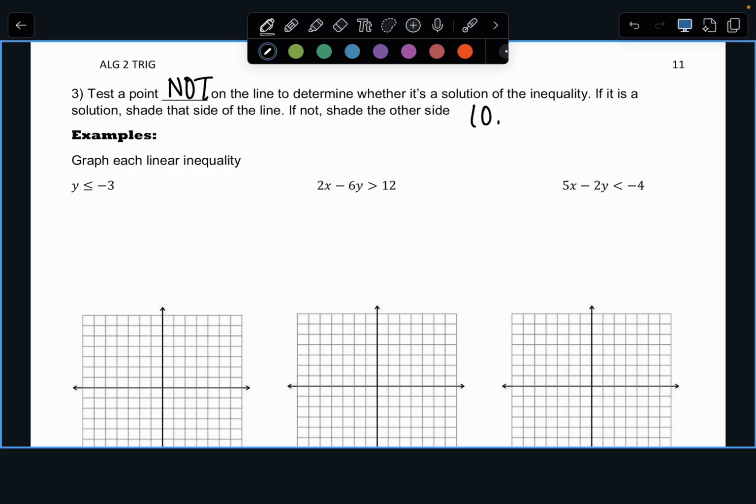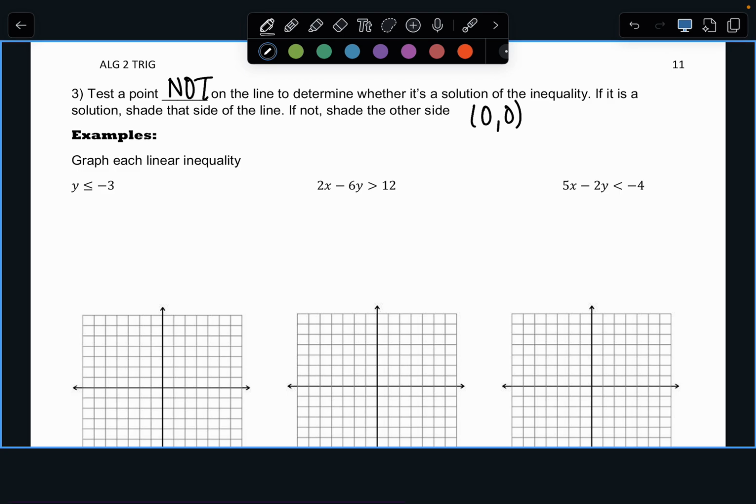Typically, the origin (0, 0) is a great point to plug in. I would always plug that point in unless your line goes through that point. Then you have to pick a different one. We're only going to do this step 3 once, and then I will give you a trick. But I want us to see why we actually need this step.